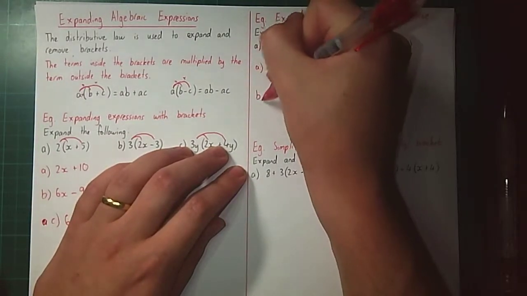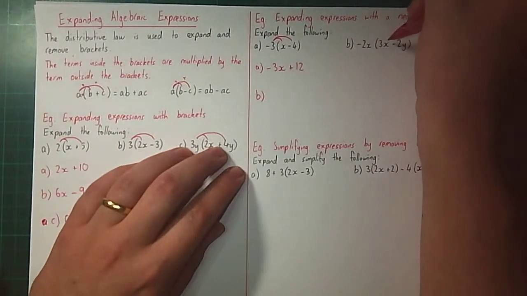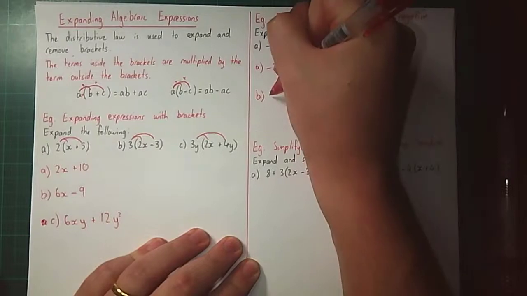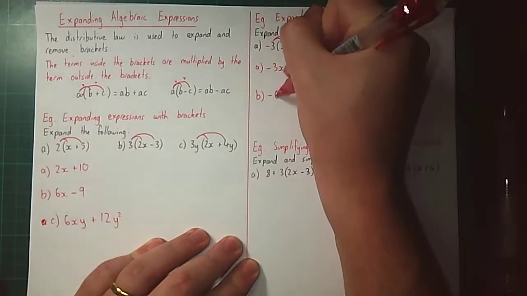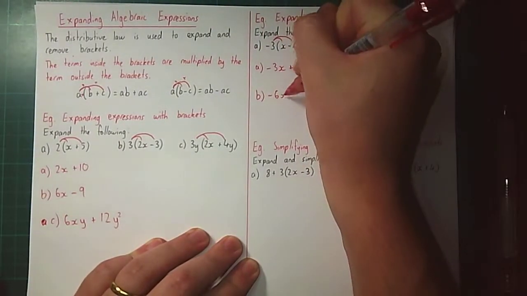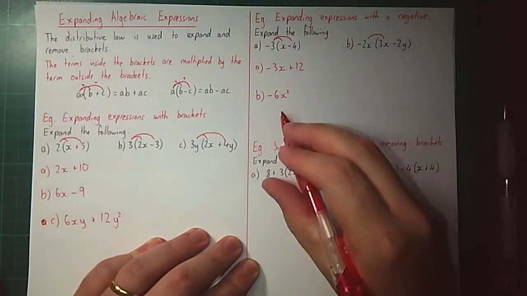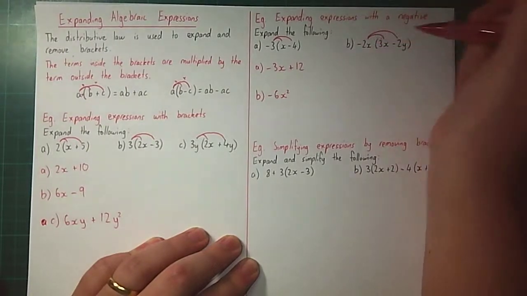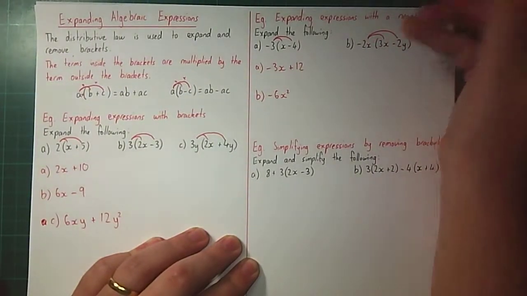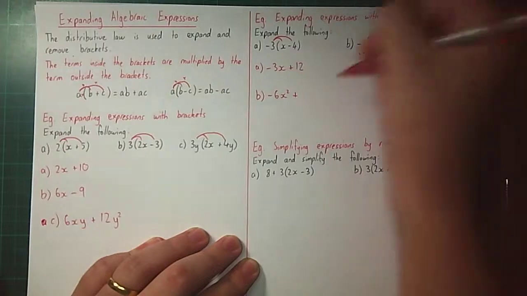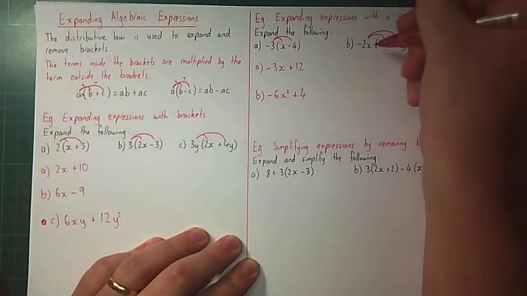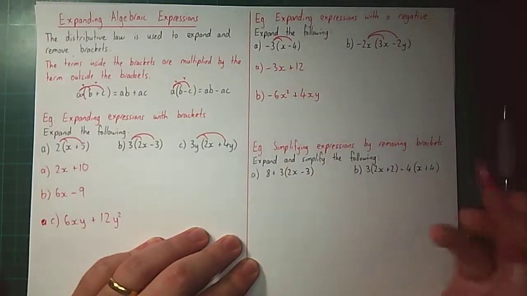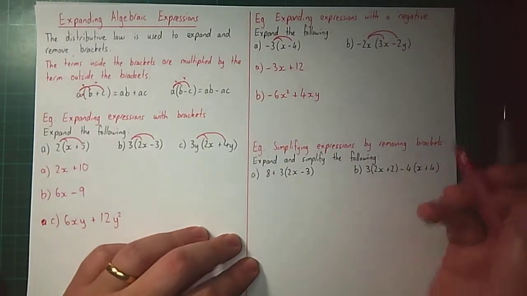Moving along to B, we've got minus 2x times 3x. So minus 2 times 3, that's a negative. 2 times 3 is 6. And there's an x times an x, so that's x squared because we're multiplying 2 x's together. And the next one, we've got minus 2x times minus 2y. So minus times a minus is a positive. 2 times 2 is 4. And an x times a y is just going to be xy. And that's our answer for that second example.